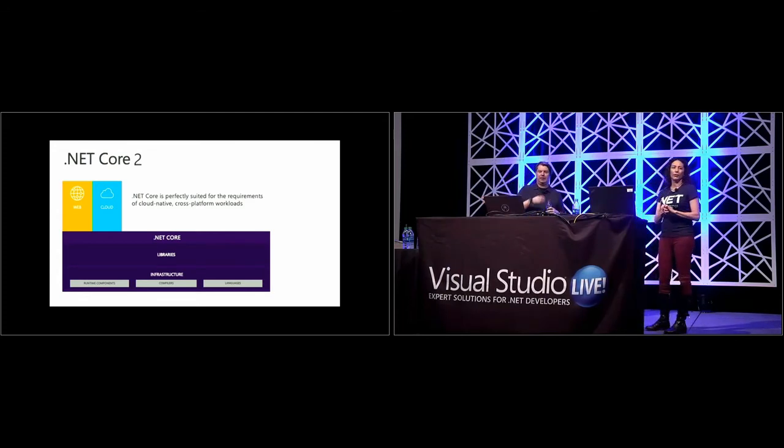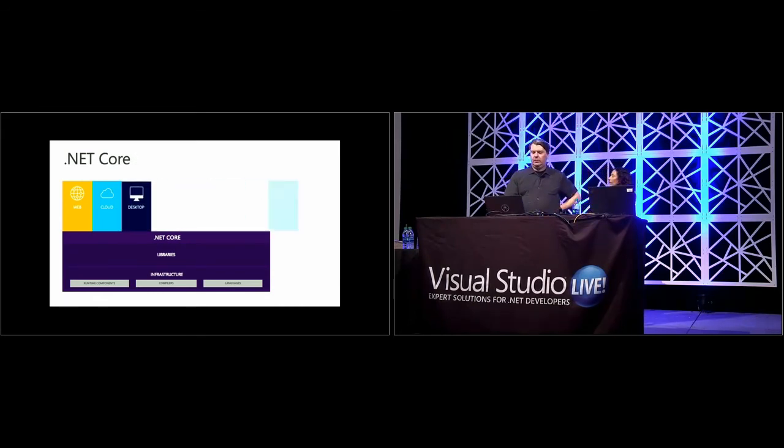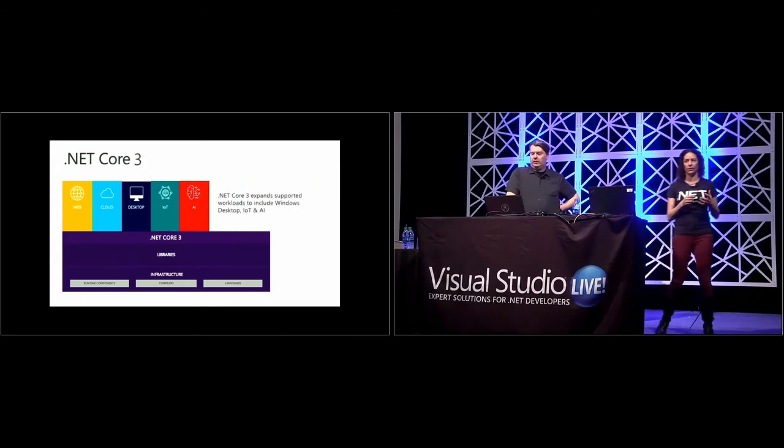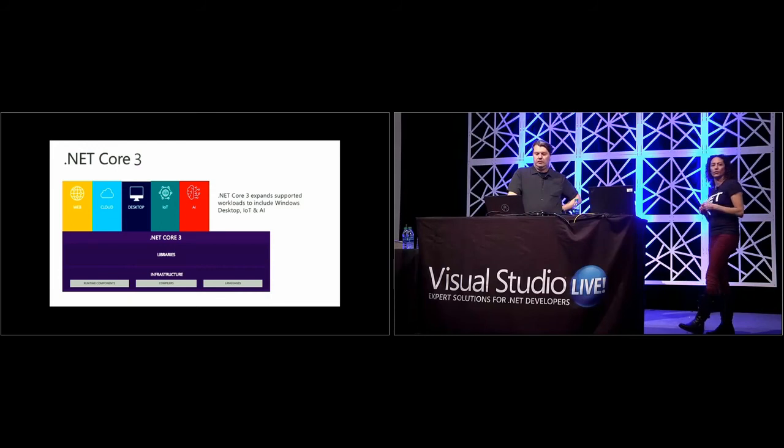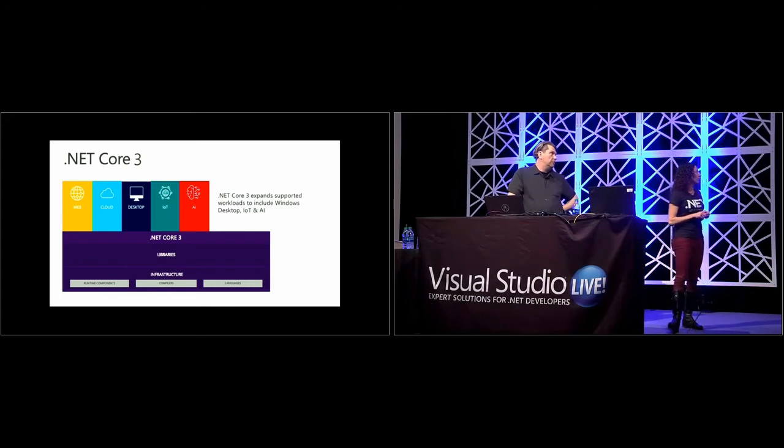So let's talk a little bit about the future as we move forward. With .NET Core 2, we really focused on workloads for the cloud and the web. That was where you saw a lot of our investments. Even with .NET Core 2.2, the workload scenarios are cloud, web, microservices, web-based applications. With .NET Core 3, we're looking at expanding the workloads that we support, particularly to Windows desktop, IoT, and artificial intelligence and machine learning. So we're making a lot of different investments in the .NET Core 3 runtime to support these new workloads.